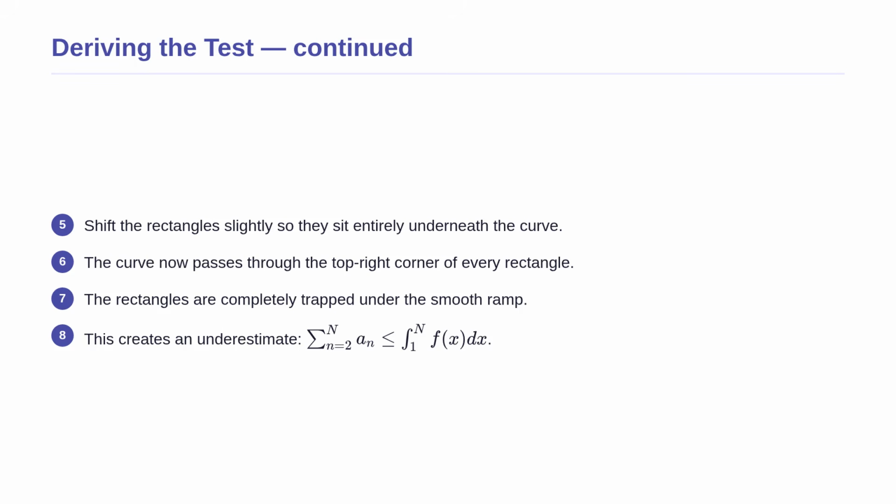Next, we look at a second way to draw the rectangles to create a different comparison. We shift them slightly to the right so they sit entirely underneath the curve. In this new setup, the curve passes through the top right corner of every single rectangle instead of the left. Because the function is always decreasing, the rectangles are now completely trapped under the smooth ramp. This means their total area strictly underestimates the true area under the curve. The continuous integral now acts as a solid ceiling for this discrete sum, giving us the second half of our proof.